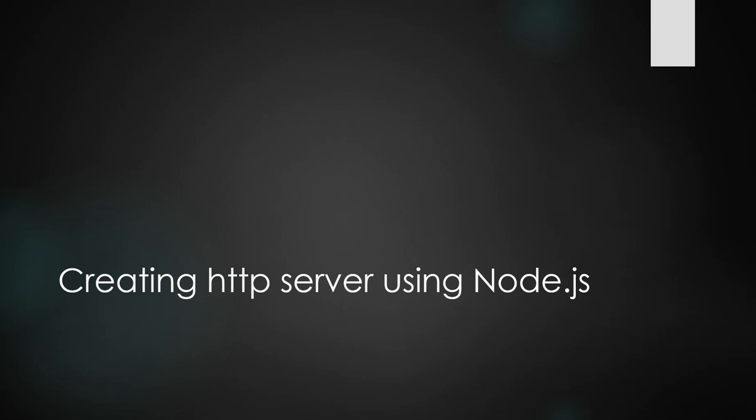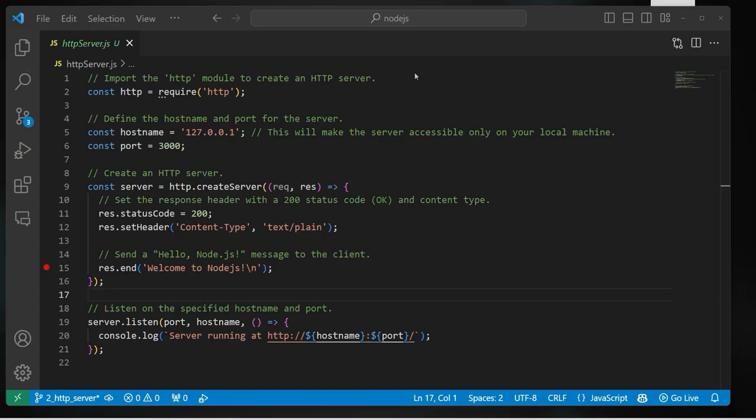In the previous example, we have seen how to execute a simple hello world program in Node.js. Now, let's go to the next step. Let's create a HTTP server using Node.js. So here I have one file with name http server.js. Let me walk through the code.